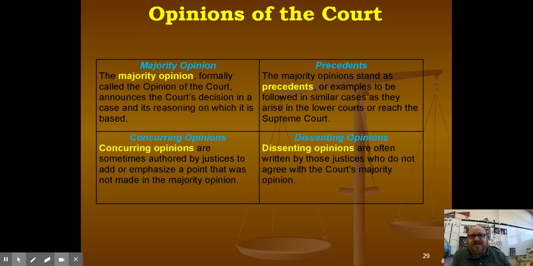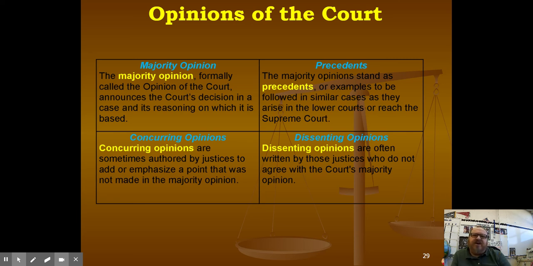What is a precedent? A lot of the opinions stand on precedent. Precedent is an example to be followed in another case. So it's usually previous rulings in similar cases, things like that, are the precedents that are set.